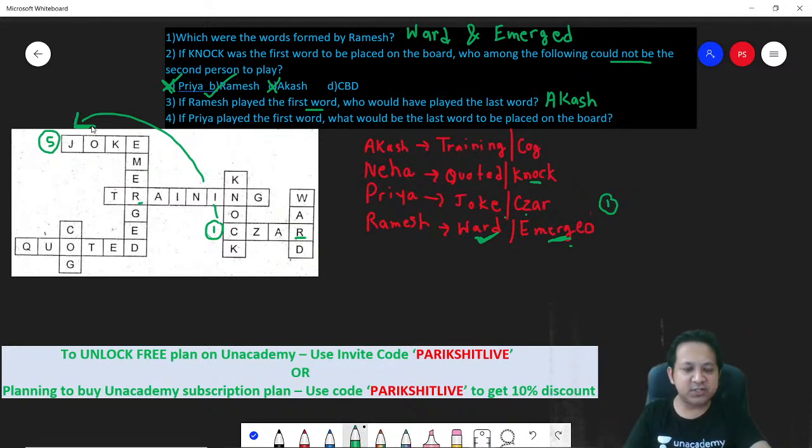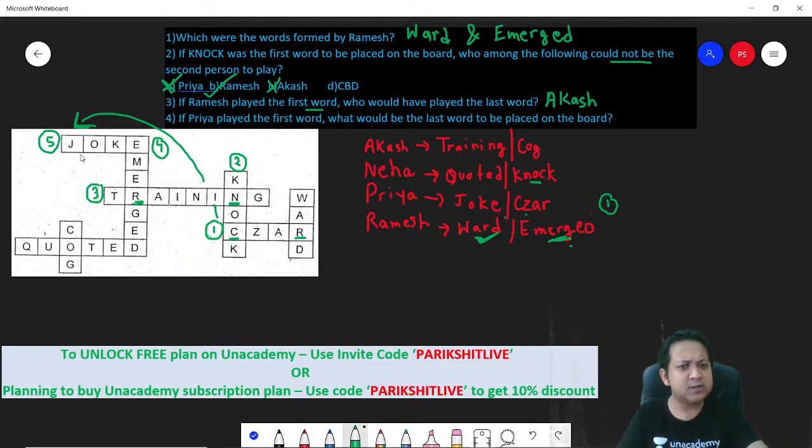If Zar is the first word, can I say knock can be the second word? Knock can be the second word because one letter common is the condition, and C will be that letter. Training will be the third word. Why training? Because in that case, N will be the common letter. Next word will be emerged, number 4, because in that case, R is the common letter. And after that is number 5, which we had to have: joke. We have it.